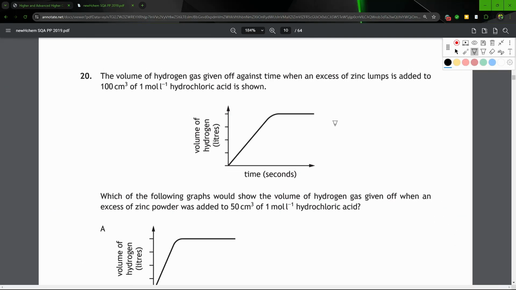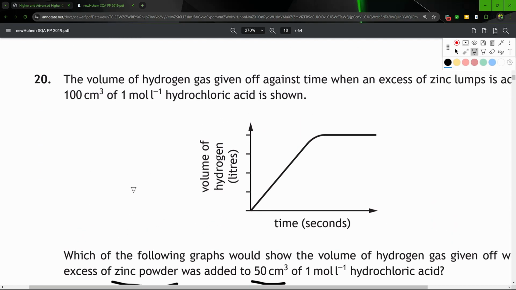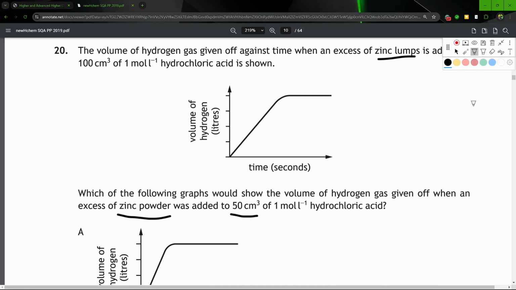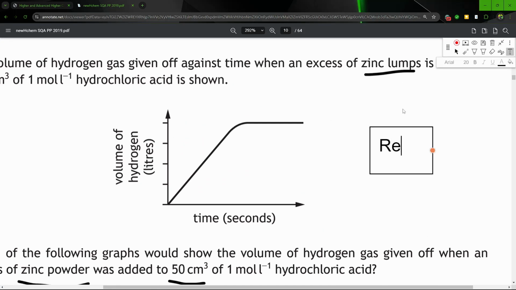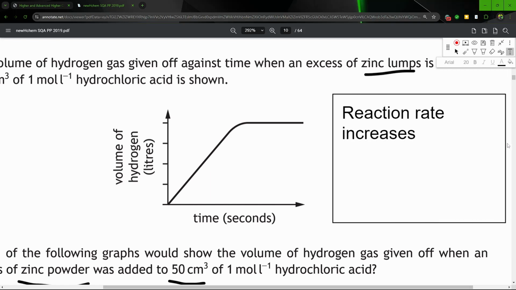The volume of hydrogen gas given off against time when an excess of zinc lumps is added to 100 cubic centimeters of 1 molar per litre hydrochloric acid is shown. You can see here it's got a nice gradient, it goes out and it kind of plateaus. Which of the following graphs should show the volume of hydrogen gas given off when an excess of zinc powder is added to 50 cubic centimeters of 1 molar per litre hydrochloric acid. So what we can tell from this is, well, zinc powder has way more surface area than zinc lumps, which means the reaction rate increases, right? Because there's more surface area of particles to bump into.